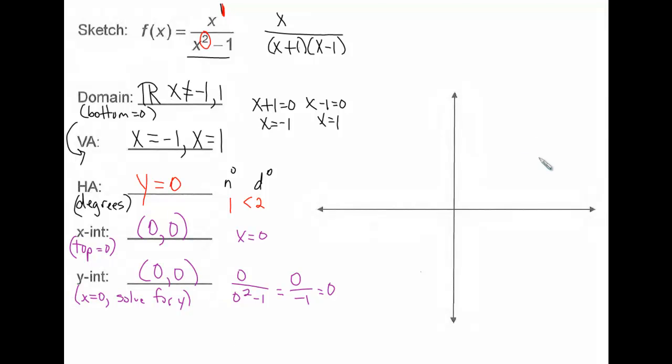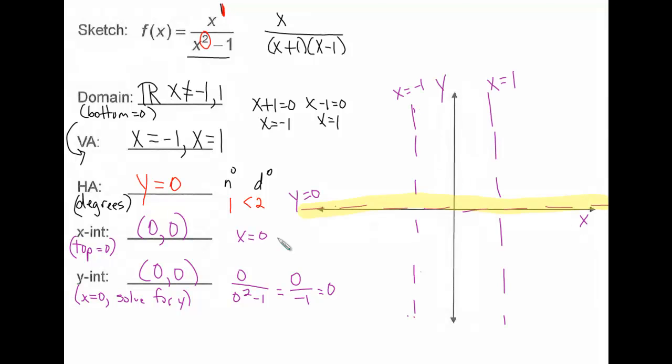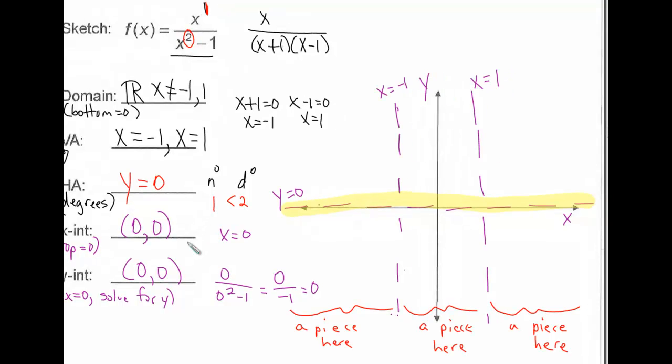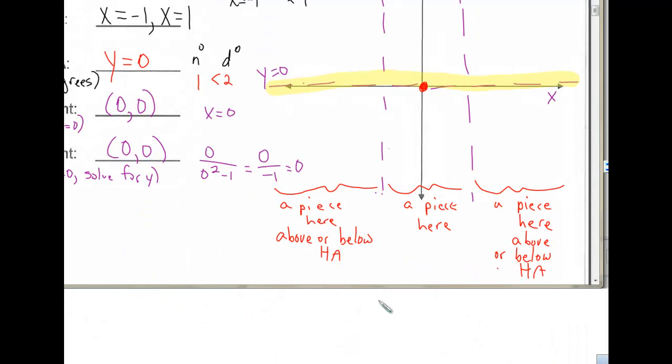Let's draw the vertical asymptotes and label our x and y axis. So that means I have a piece of the graph in this vertical section, a piece in this vertical section, and a piece in this vertical section. Now let's plot the point that we do know. We know the x and y intercept is at the origin. That means I have 3 pieces and no points, and we're not sure about any points except this one.